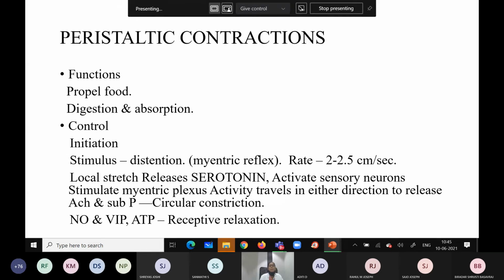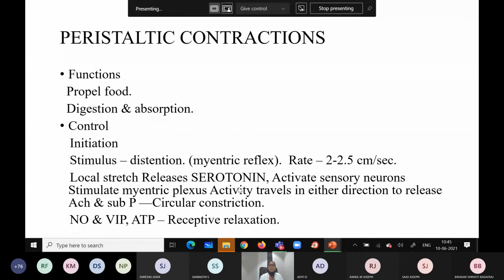Coming to the function of peristaltic movement: as I told you, propulsion of food, and it also helps in digestion and absorption of food. How is it controlled? The stimulus for initiating the peristaltic wave is distension. Whenever food is in the stomach and small intestine, distension occurs, and that itself acts as a stimulus for starting the peristaltic movement. The rate is around 2 to 2.5 centimeters per second.